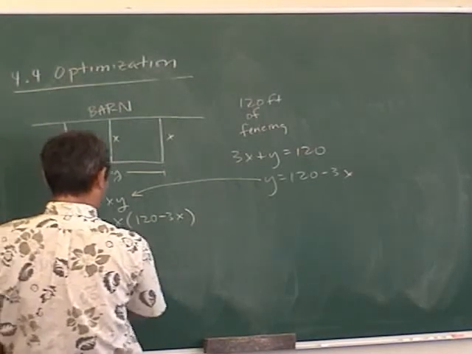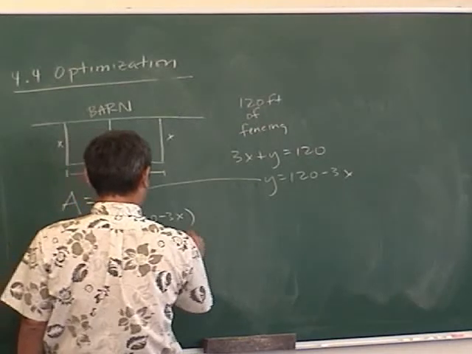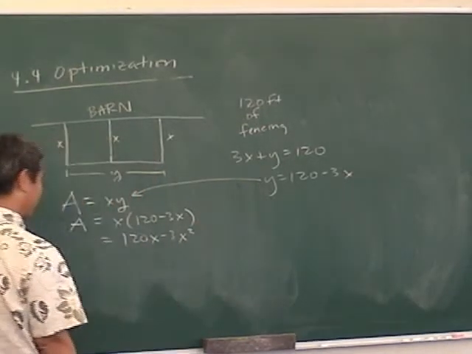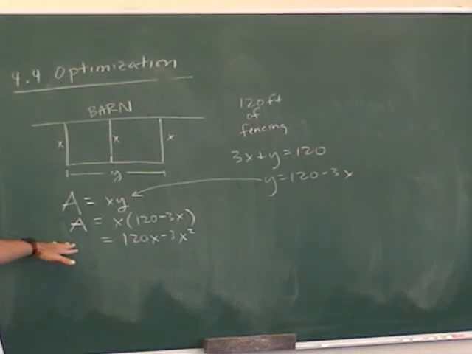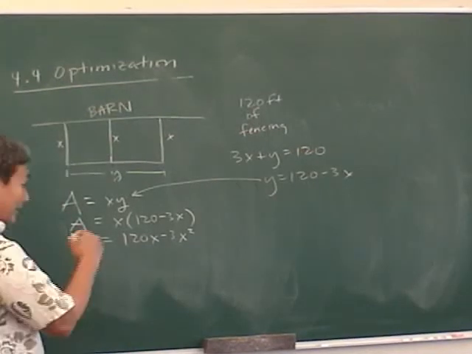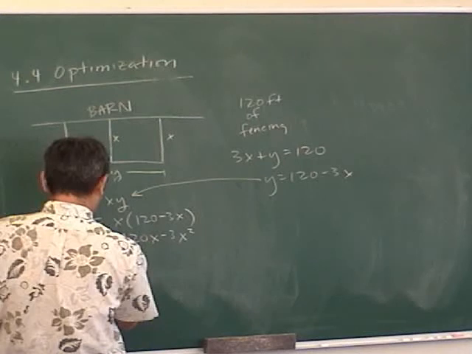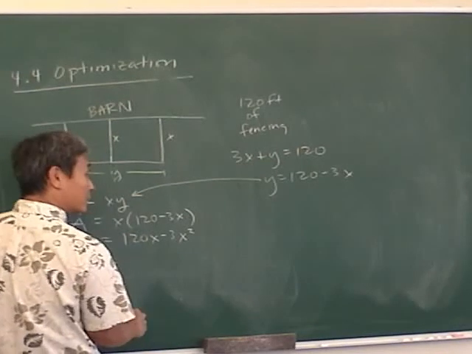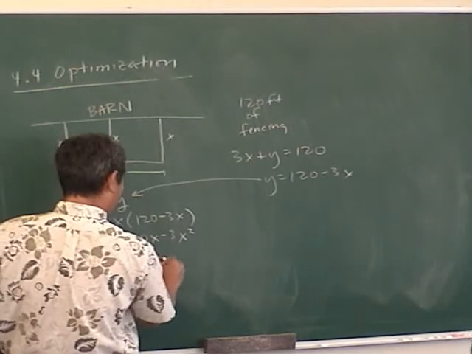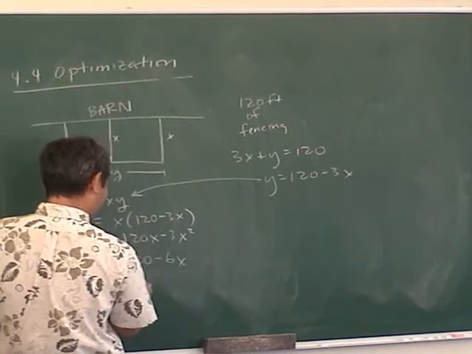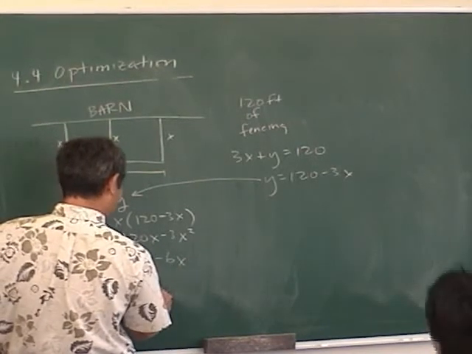Okay, if it were me, I wouldn't use product rule here. I would multiply this up: 120x minus 3x squared. I think it's just easier like that. So if I want to find when the area is going to be a maximum, take the derivative and make the number line. Okay, what's the derivative? 120 minus 6x. Factor it. I can factor out a 6, right?